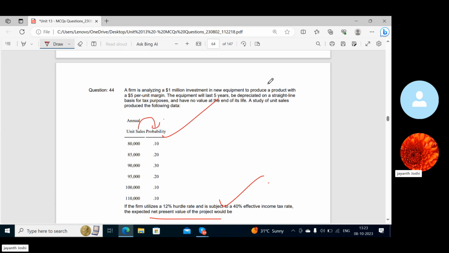A study of unit sales produces the following data. This is the unit sales. This is the probability. So out of the total this much, the probability is only 10%. So 8,000 will be your sales. These are the sales units.